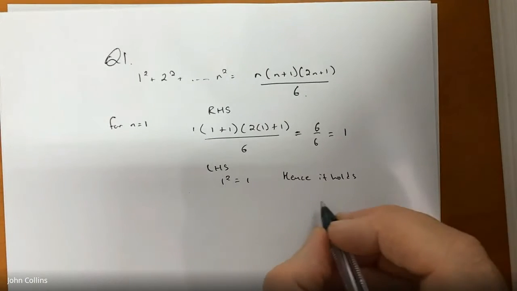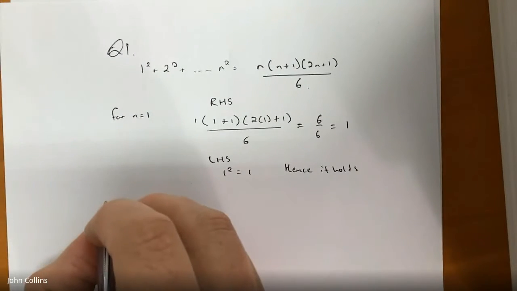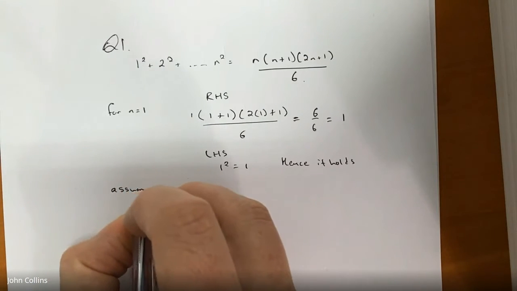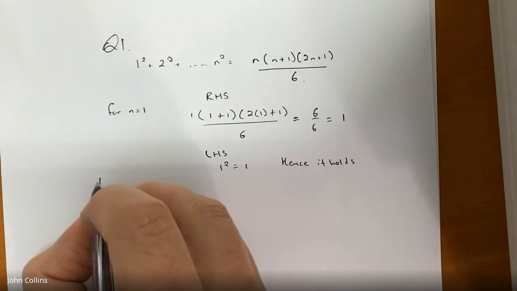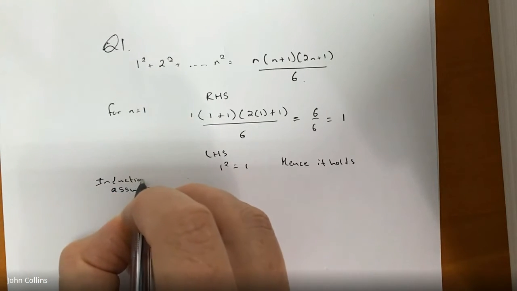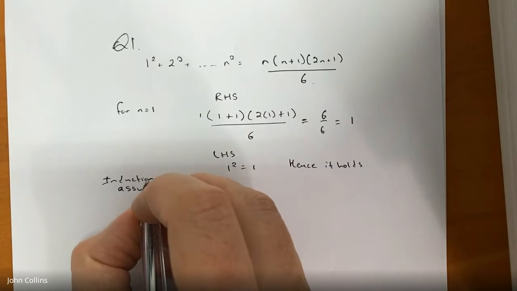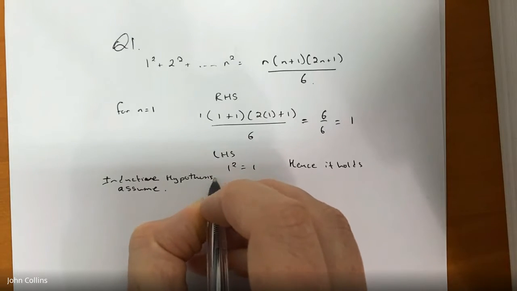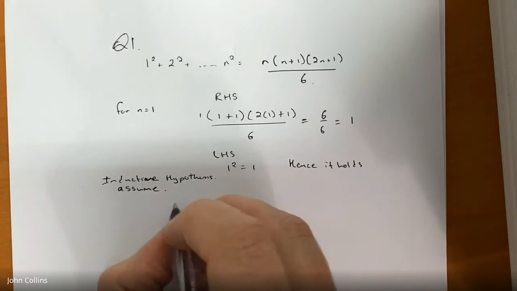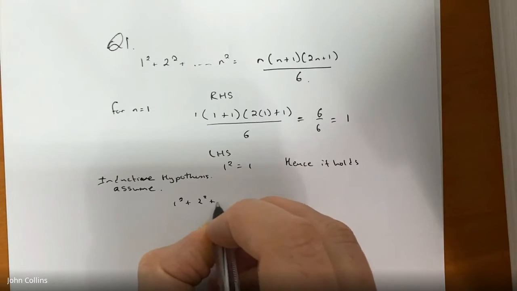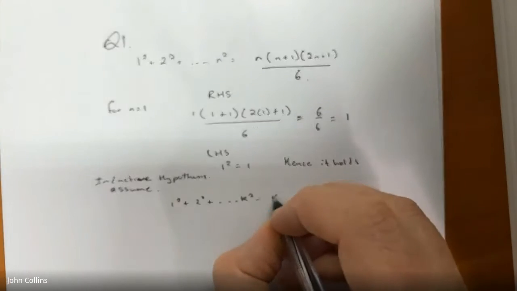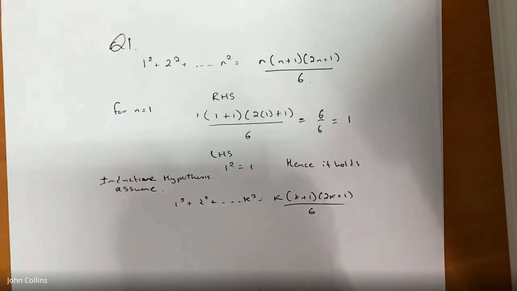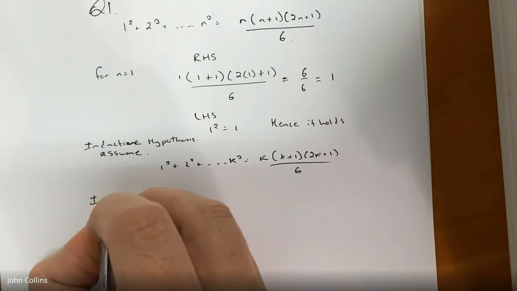So, okay. Then I'll write out the assumption. This is the inductive hypothesis, it's called. 1 squared plus 2 squared, etc., up to k squared equals k times (k plus 1) times (2k plus 1) over 6. All right, you know all that. And then we're going to do the inductive step.